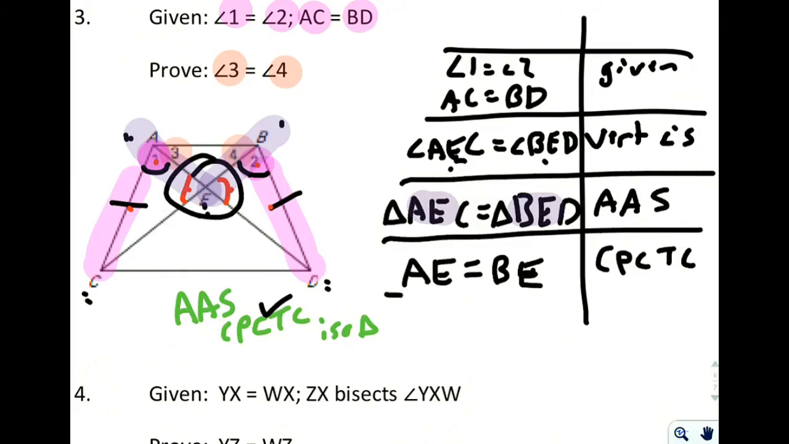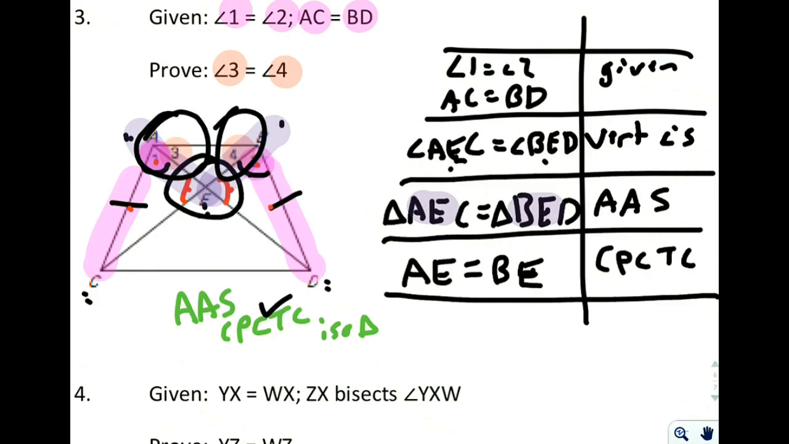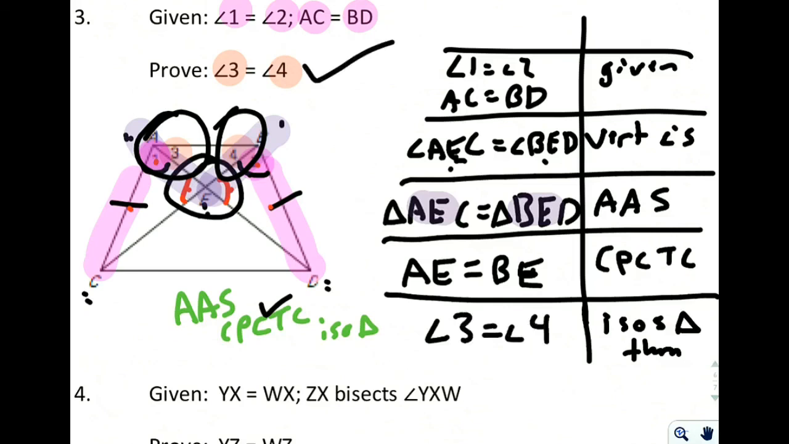And once we have that, we know we have an isosceles triangle, so we get the angles. We have the sides being congruent. Now we need to get the angles being congruent. So by isosceles triangle theorem, we get the fact that angle 3 and angle 4 are equal. And that is exactly what we are trying to prove. So we are done.